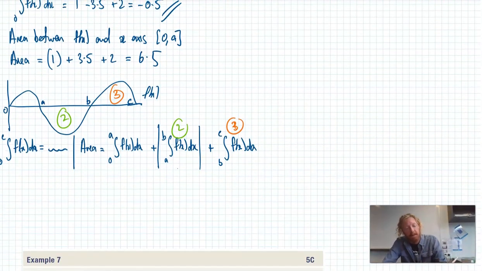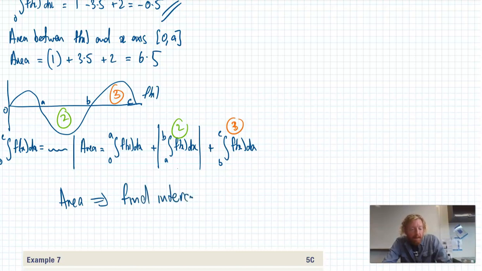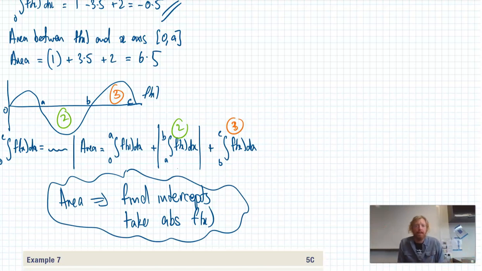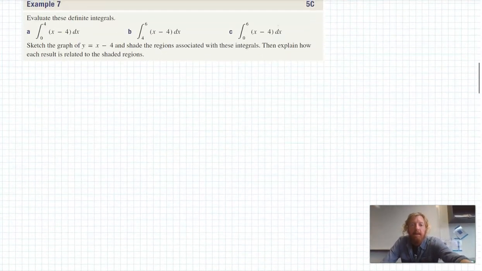Before we do, I'm just going to write a quick note. When I'm doing area, I'm going to find the intercepts and take the absolute value of f of x if you need to. And that's just a little tool that we're going to use. That's essentially it, guys. I'm going to run through a few examples with you as quickly as possible. So let's give it a go.